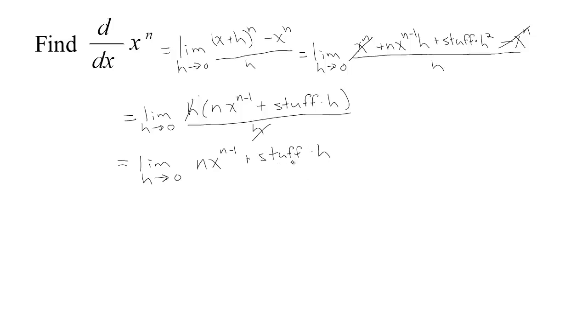Well, this stuff is not infinity. It's going to be some finite value, and most of it's going to go to 0. But if you have stuff times h, and h is going to 0, then by the product rule for limits, you're just going to get nx to the n minus 1 plus stuff times 0, which would just be 0. So we've just shown that the derivative of x to the n is n x to the n minus 1.